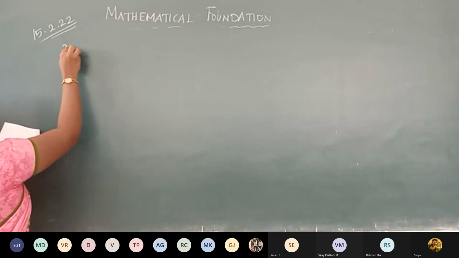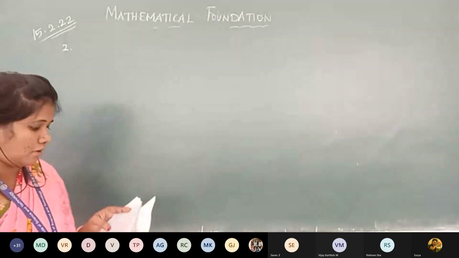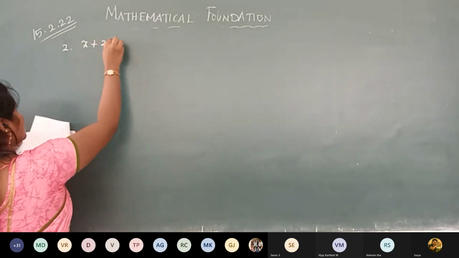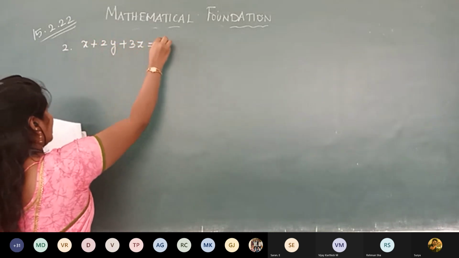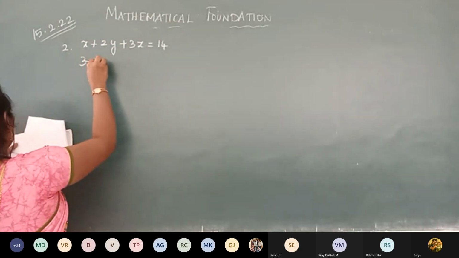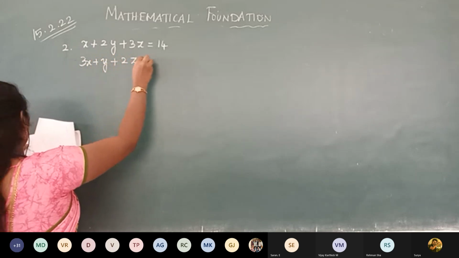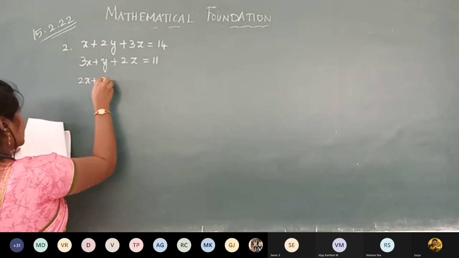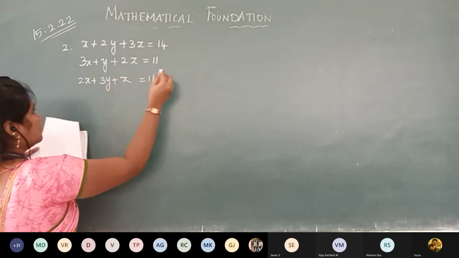Okay, so write the questions. Solve the equations using Cramer's rule. These are the equations. x plus 2y plus 3z is equal to 14. 3x plus y plus 2z is equal to 11. 2x plus 3y plus z is equal to 11.